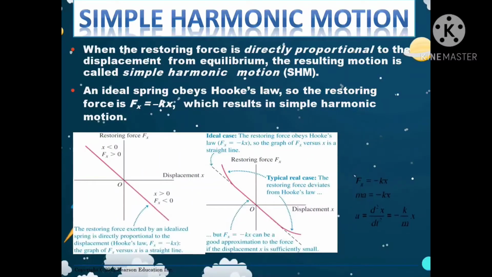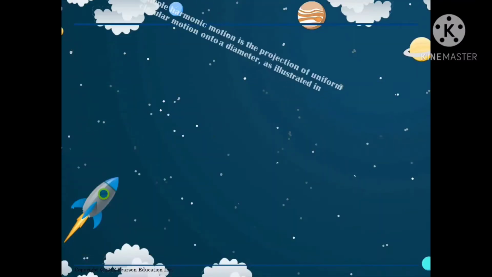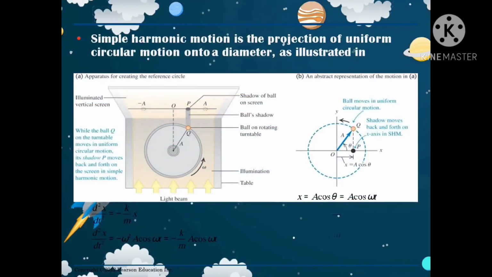When the restoring force is directly proportional to the displacement from equilibrium, the resulting motion is called simple harmonic motion. An ideal spring obeys Hooke's law, so the restoring force is Fx equals minus kx, which results in simple harmonic motion. Simple harmonic motion is the projection of uniform circular motion onto a diameter, as illustrated below.